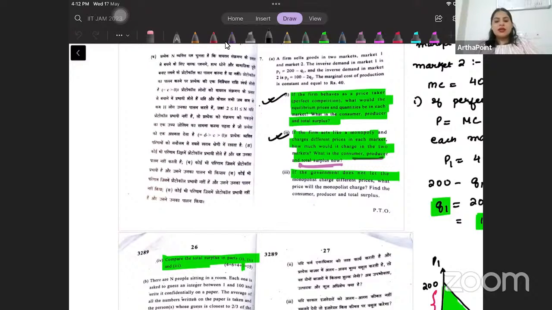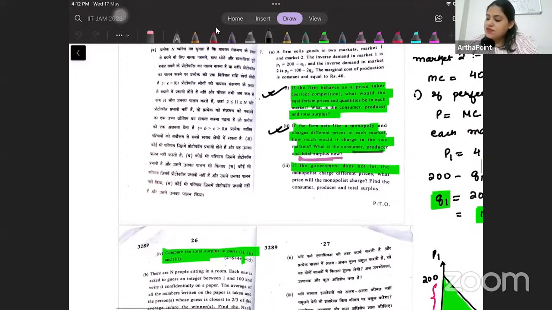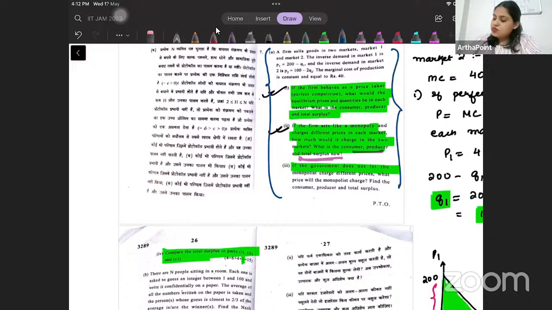Beta, last time in yesterday's class, we had taken question number 7. Ek baari please last video ko dekh lena. We have already covered this question thoroughly. This question was about monopoly versus perfect competition.